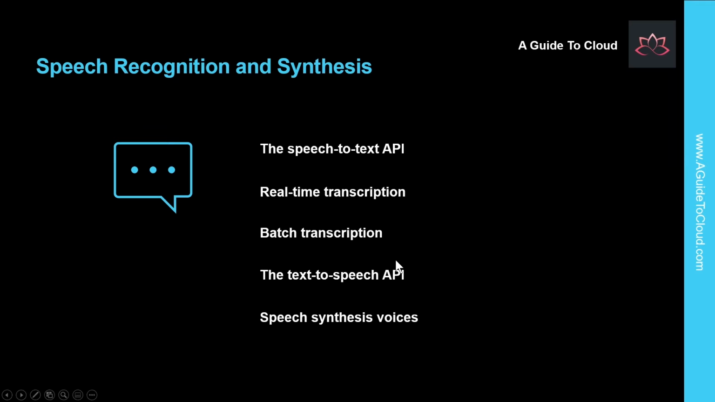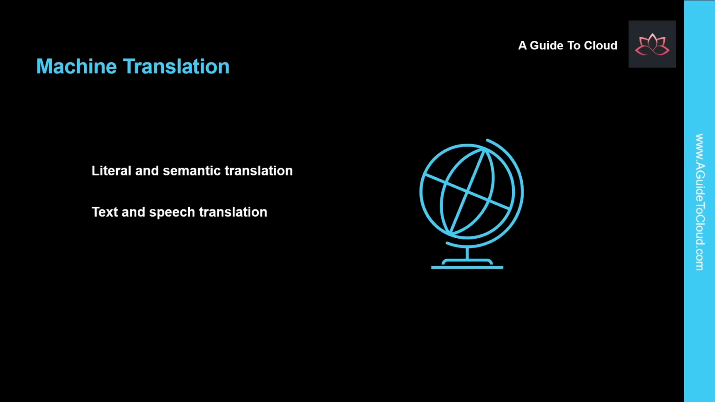And the text to speech API enables you to convert text input to audible speech, which can either be played directly through a computer speaker or written to an audio file.